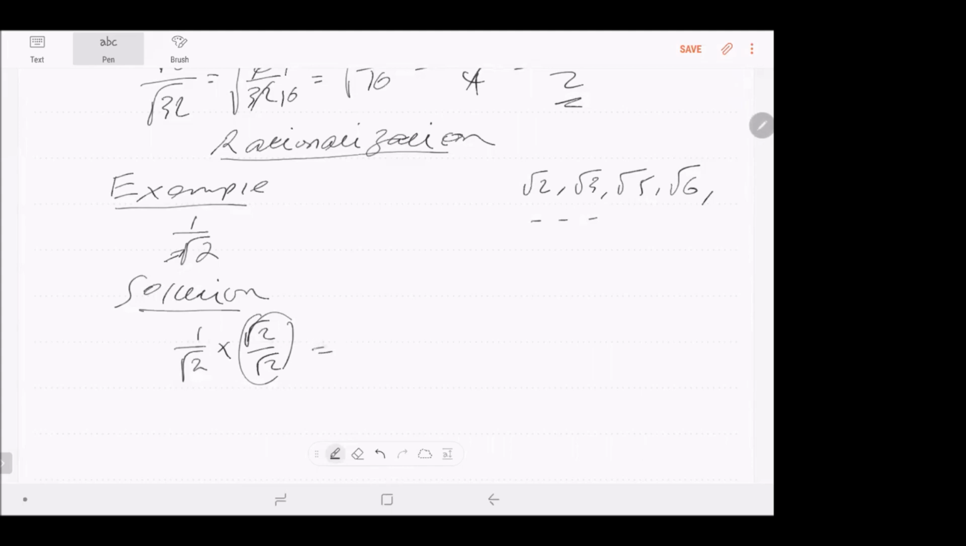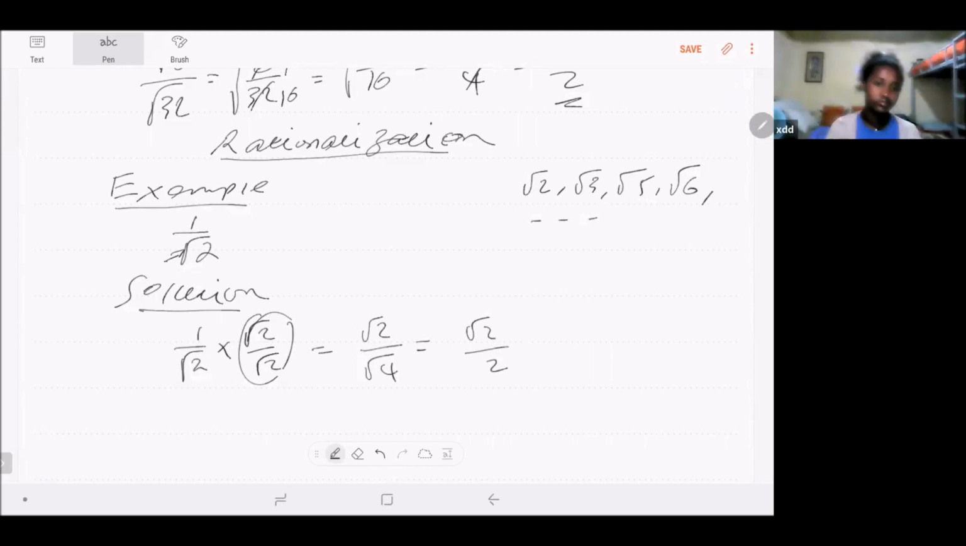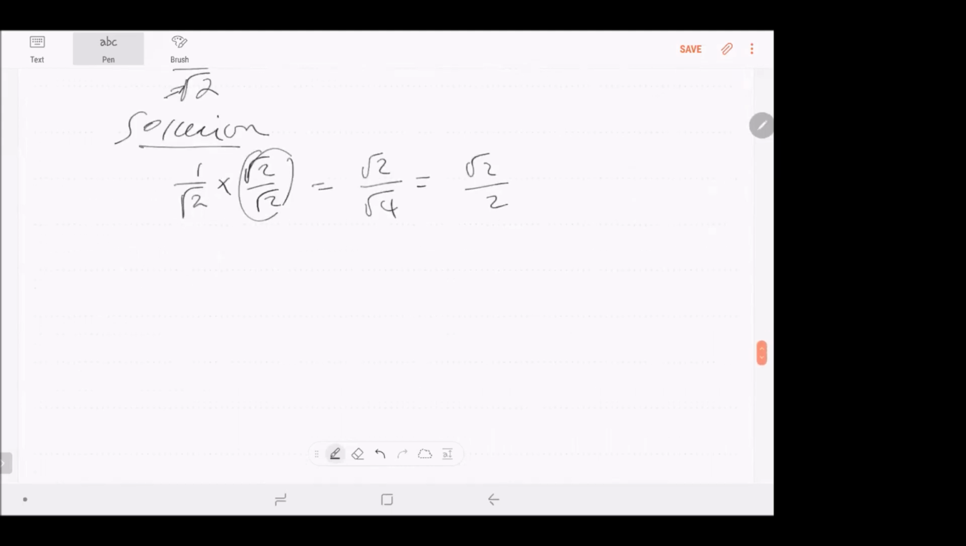When we multiply 1 by the square root of 2, it is the square root of 2. The square root of 2 times the square root of 2 is the square root of 4, so the result will be the square root of 2 over 2, since the square root of 4 means 2. Therefore, 1 over the square root of 2 is identical with the square root of 2 over 2. These two expressions are equal. The difference is that here the denominator is irrational and here the denominator is rational: the number 2 is rational, the square root of 2 is irrational. So we call this process rationalization. Is that clear?